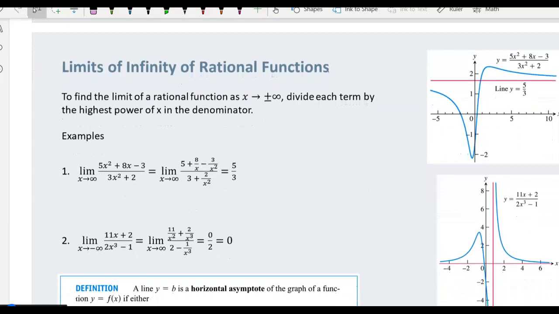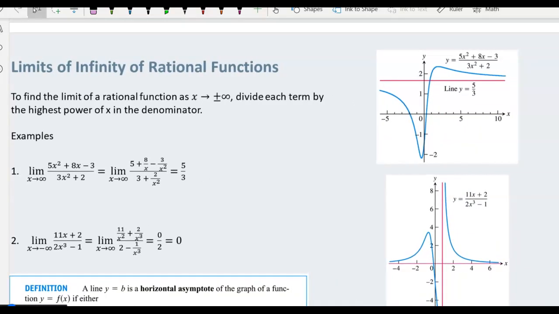The most common functions where we see asymptotes or limits at infinity are rational functions, because we know there are restrictions on what we can enter into the domain. We don't ever want the denominator of a function to be equal to 0.